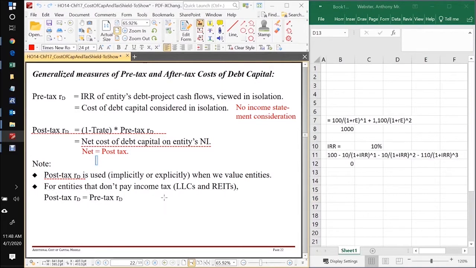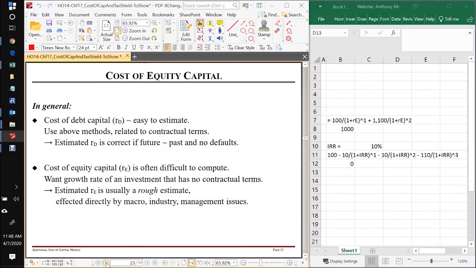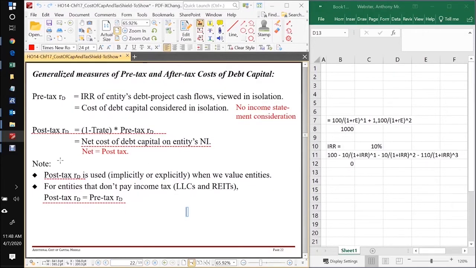Another thing to note is if we have something like an LLC or a REIT which doesn't pay income tax, in that case, the post-tax cost of capital is going to equal the pre-tax cost of capital. And just quickly, let me also throw in that post-tax is always going to be less than or equal to pre-tax. Maybe a better place to put that would be right up here. And you can see that because of this equation. This is some number less than 1 times the pre-tax number, so it'll reduce it.